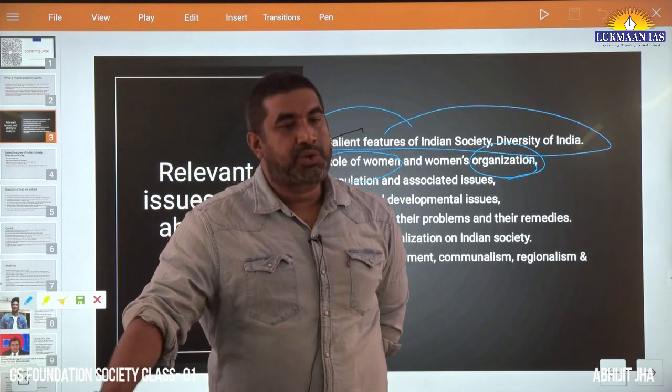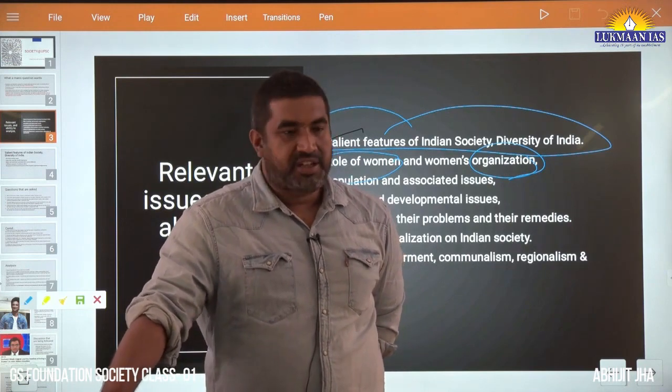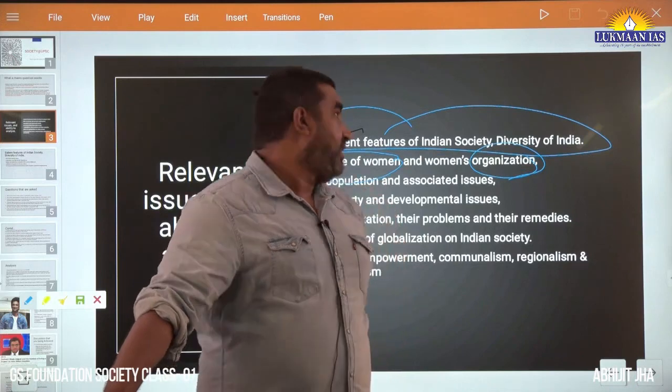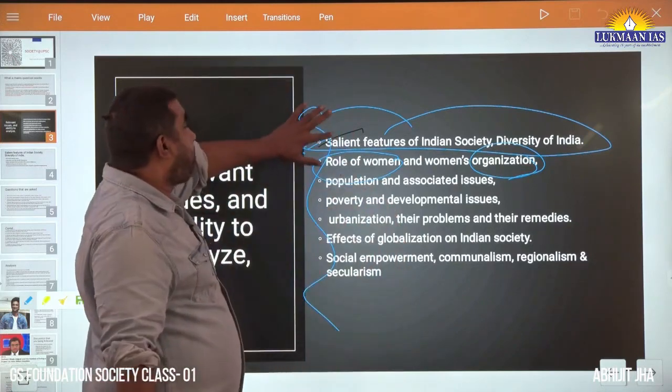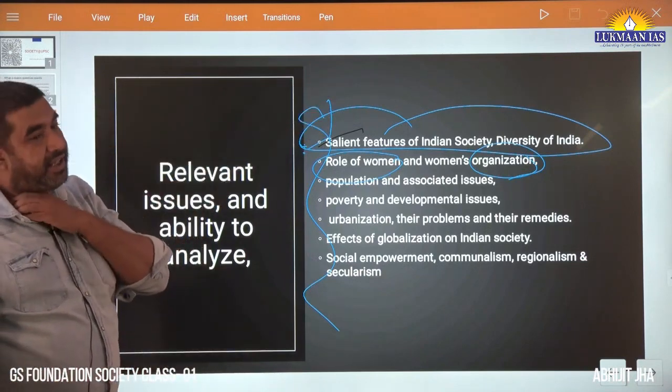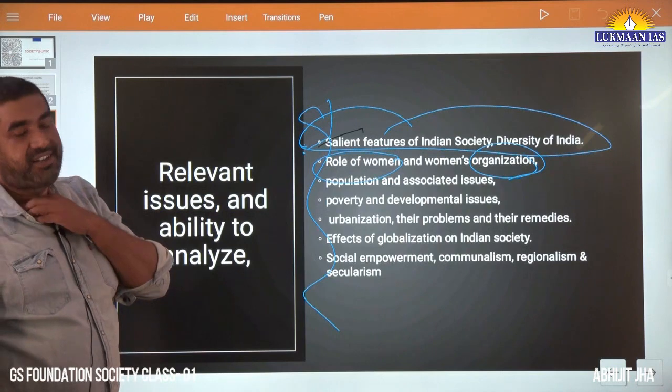They are going with no children. When they think that there is a need for children, they adopt some. Okay. So this is another feature. Population and associated issues. Again, it will be very interdisciplinary in nature.